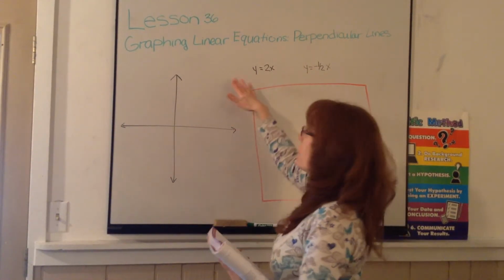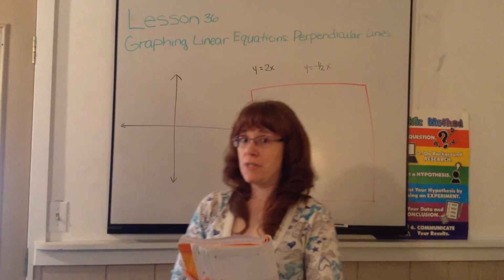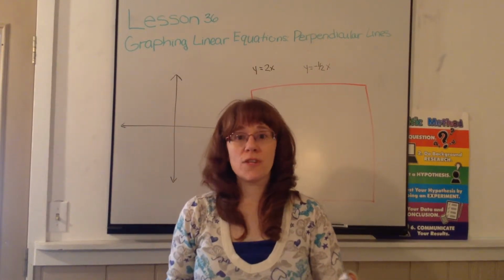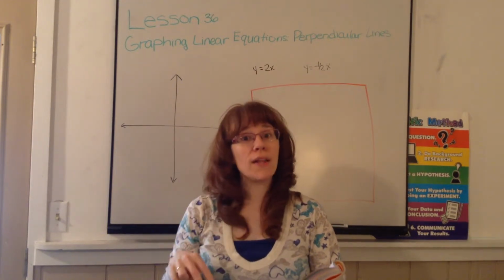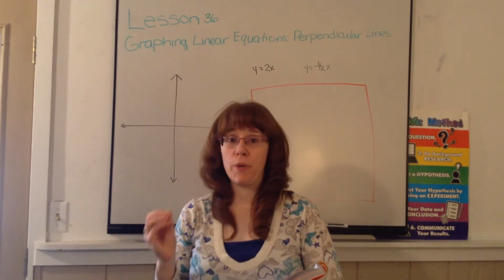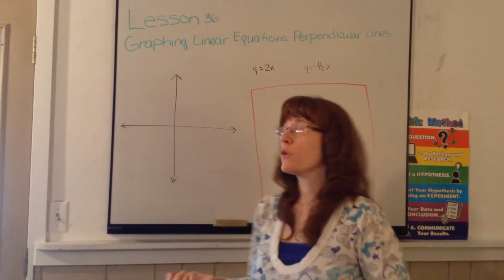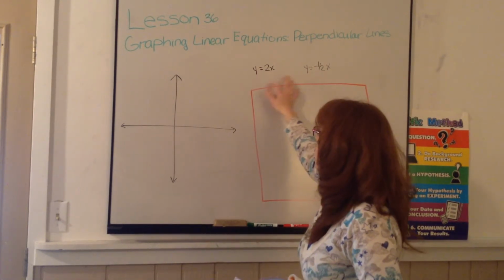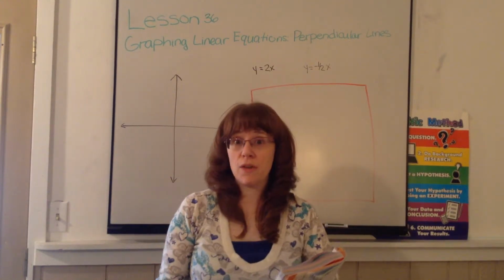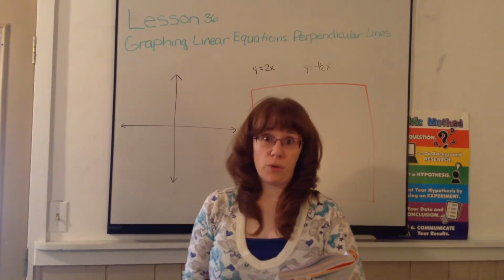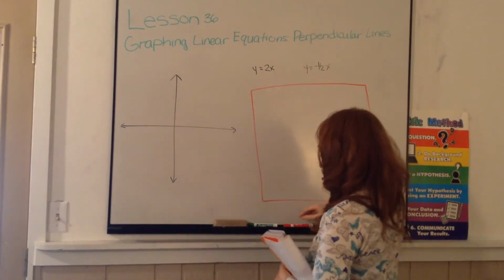Today we are graphing linear equations that have perpendicular lines. Now in lesson 37 you learned how the slope affects lines that are parallel. If we have the same slope, we have a parallel line. In this lesson we're going to be learning how the slope affects perpendicular lines. Before we do that though, we need to do a review on what reciprocals are, because they are very important to this lesson.